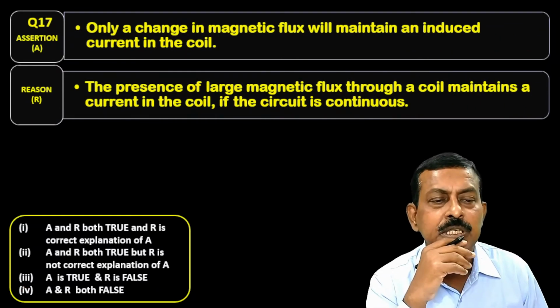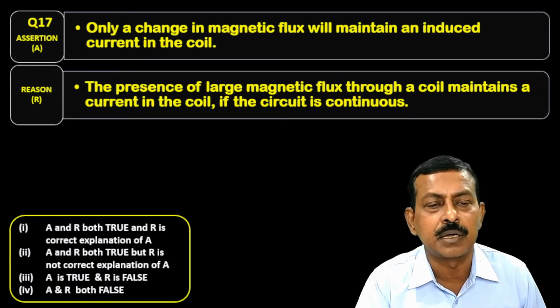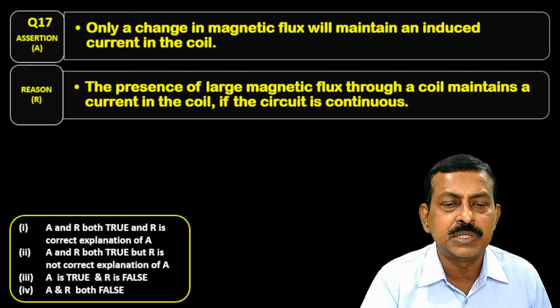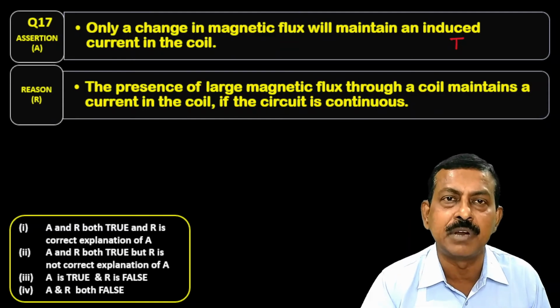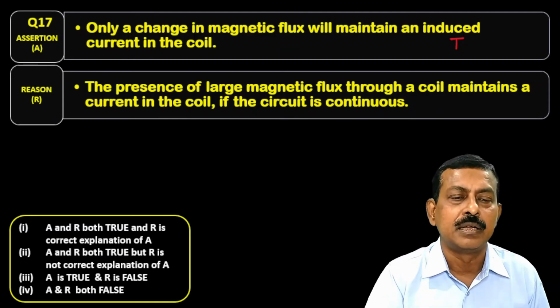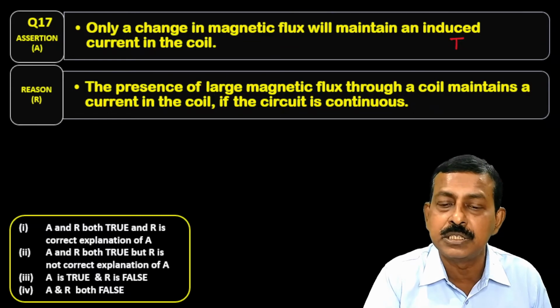Let's take the next question. Assertion: only a change in magnetic flux will induce a current in the coil. That means this is true. Whenever there is a change of magnetic flux, only then will an induced current be developed in the circuit. And the reason given is: the presence of a large magnetic flux through a coil maintains a current in the coil if the circuit is continuous.